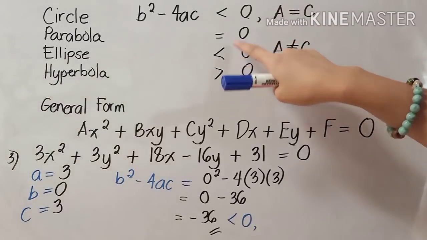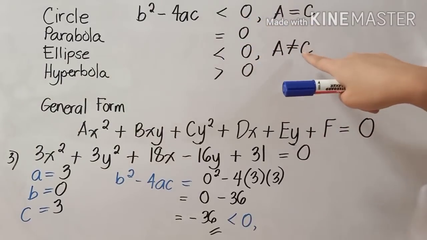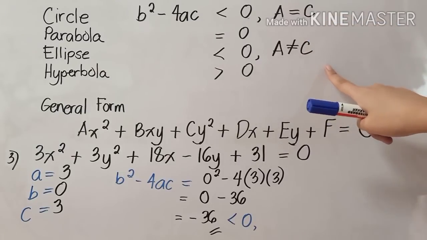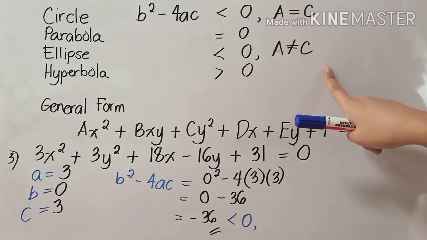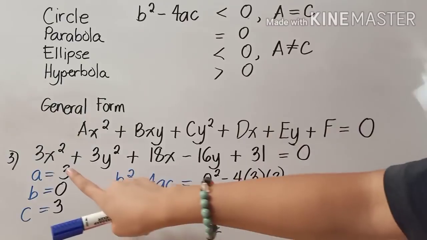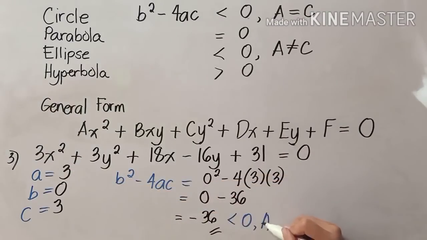So there are two options here. So look at the values of a and c. As you can see, in our given, a and c are equal. So we have here 3 and 3. A is equal to c, therefore this is an equation of a circle.